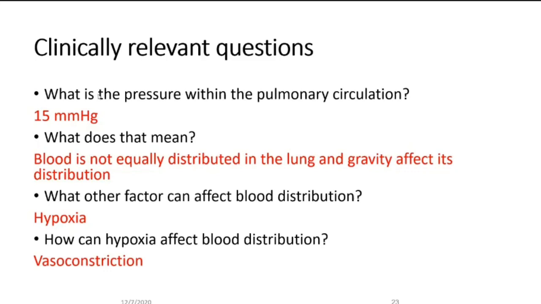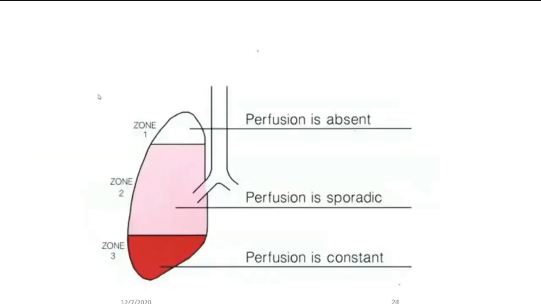This is a local process. يعني اذا عندي منطقه صار بيها هايبوكسيا، مثلا صار بيها نيومونيا، صار بيها كولابس، اللنج اوتوماتيكلي راح يسوي فيزوكونستركشن للبلد فيسلز اللي راح تروح لهاي المنطقه فيقلل البرفيوجن. شنو الهدف؟ انه يروح البرفيوجن للمكانات الثانيه اللي بيها فنتيليشن.